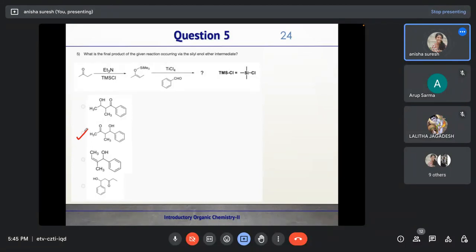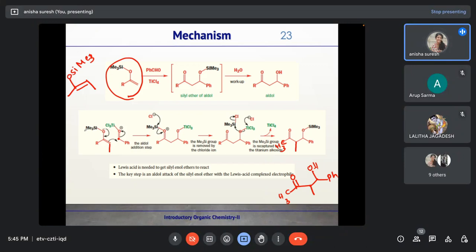Clear? You can see the mechanism again. This is our starting substrate. Here they are showing R, R double bond O CH3 as the substrate. In our case, this is the starting substrate, so it will give rise to this product. Clear?